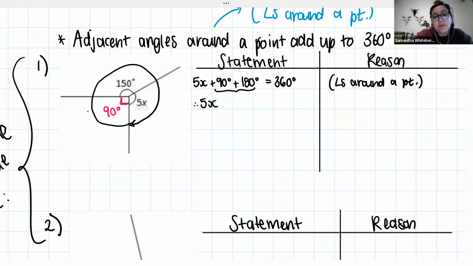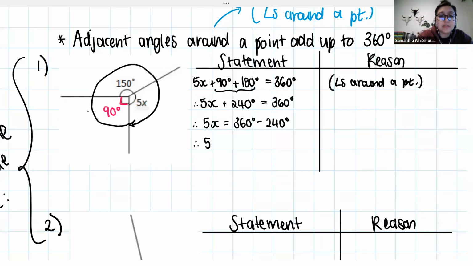90 plus 150 is then 240, plus 120, is equal to 360. And now we start applying our inverse operations. So I'm going to subtract 240 on both sides of my equation. And so I get 5x is equal to 120 degrees.